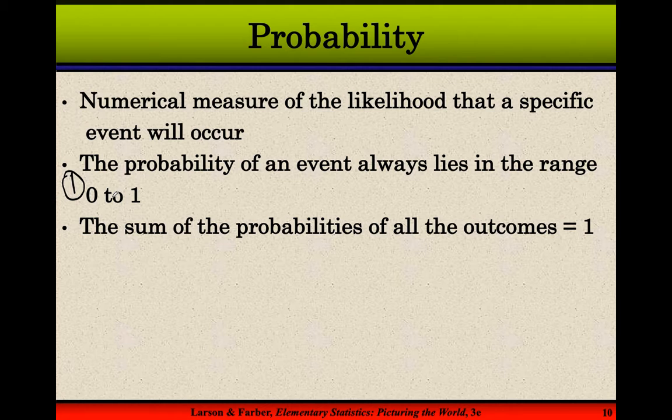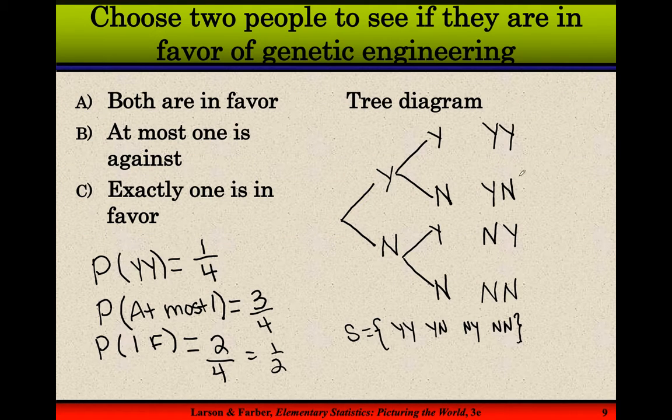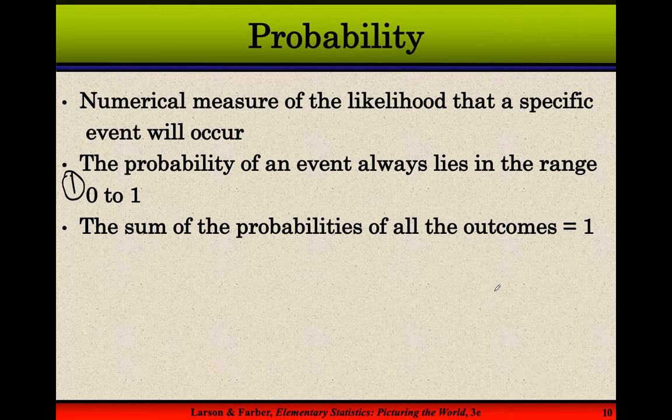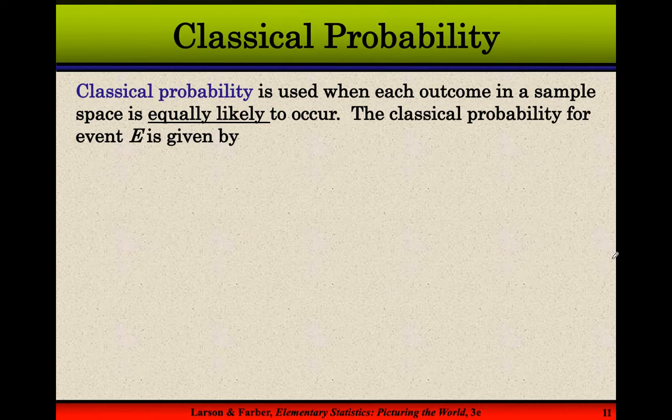And the sum of all the probabilities of all the outcomes. So if I look at all of these probabilities that go with each one of the outcomes, the probability of yes, yes, plus the probability of yes, no, plus the probability of no, yes, plus the probability of no, no, has to add up to 1. That's what this last bullet point here is talking about, sort of like our relative frequencies.